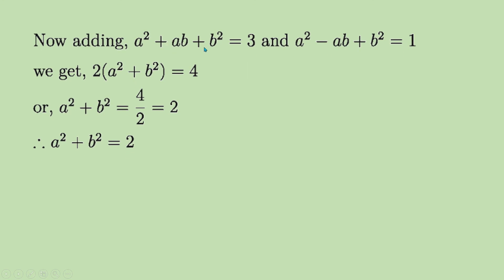Now adding: a square plus ab plus b square is equal to 3 and a square minus ab plus b square is equal to 1. As a result, minus ab plus ab cancel. Here a square, here a square, 2a square; here b square, here b square, 2b square; 2 is common, so 2 into (a square plus b square) is equal to 3 plus 1, which means 4. Therefore a square plus b square is equal to 4 by 2, which is equal to 2. Therefore a square plus b square is equal to 2. This is the required answer.